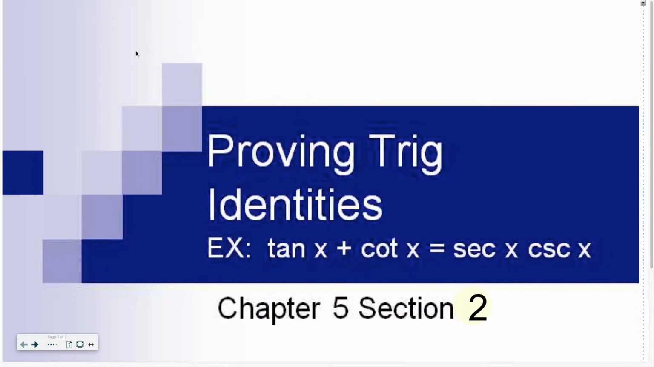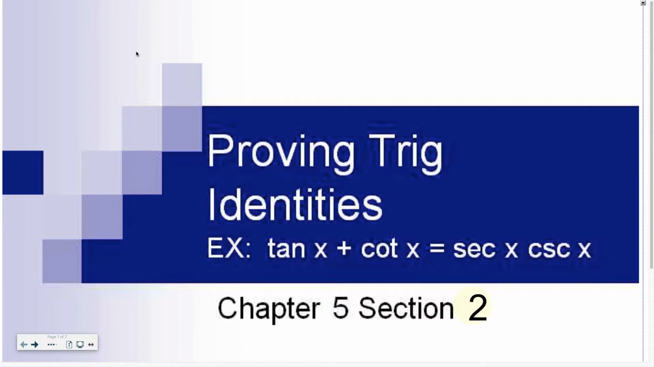Okay, so today, instead of me giving you a problem to simplify, I'm going to give you an identity to verify. That's the word. So look up here. Tangent of x plus cotangent of x equals secant of x times cosecant of x.